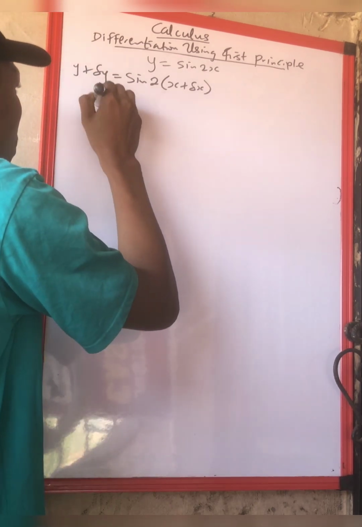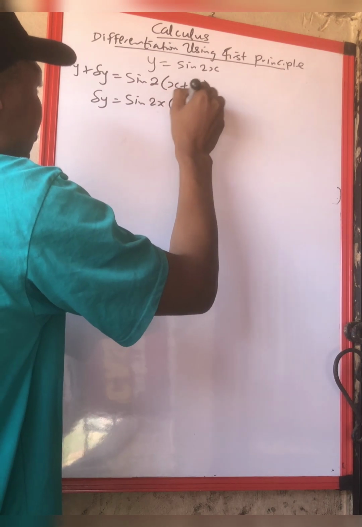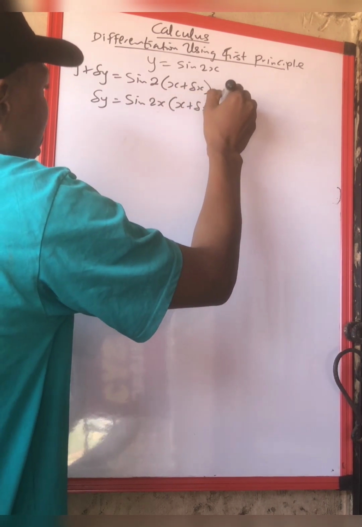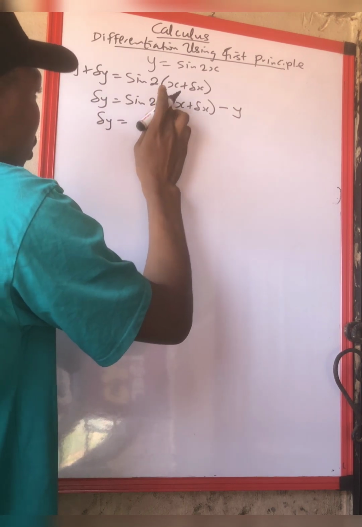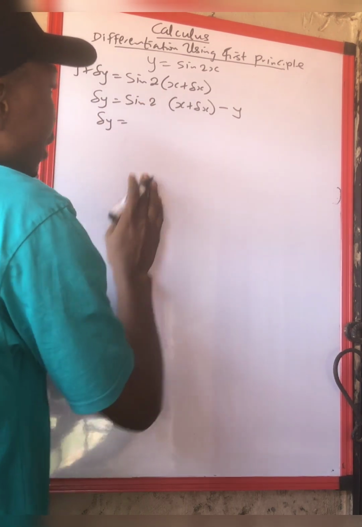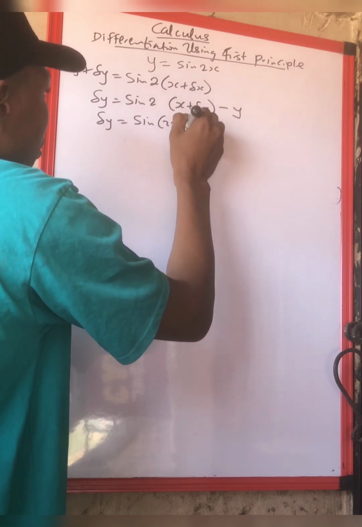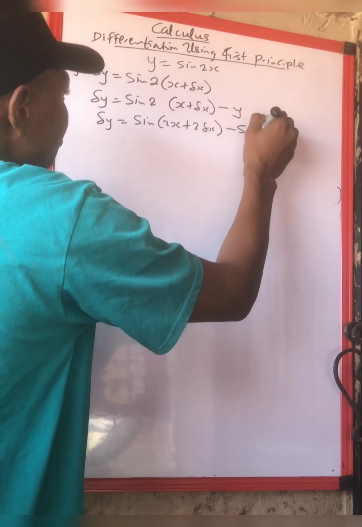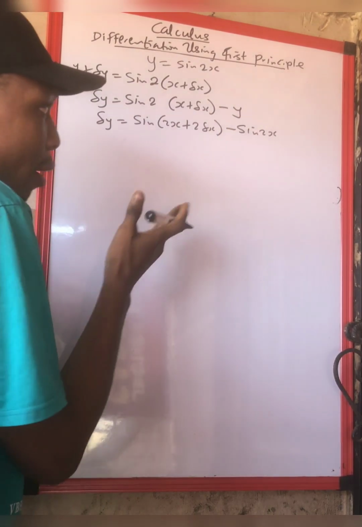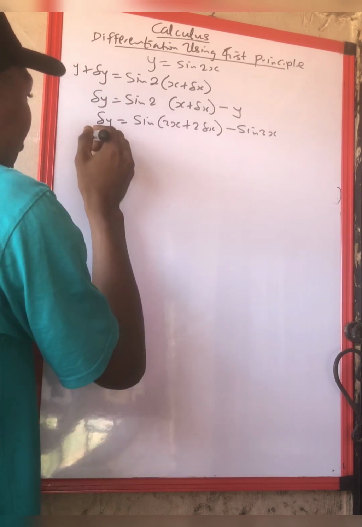So it becomes change in y equals sine 2(x plus change in x) minus y. This 2 is affecting everything here, so it becomes sine(2x plus 2 change in x) minus sine 2x. Whenever you have an expression like this, don't forget, I told you that you can make use of this formula.